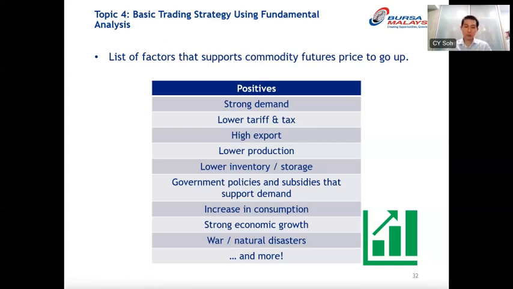If you want to know what will cause commodity prices to come down, all you need to do is find the flip side of these factors to know the opposite impact. Okay, so hopefully you get a general idea of the factors that affect your commodity futures.